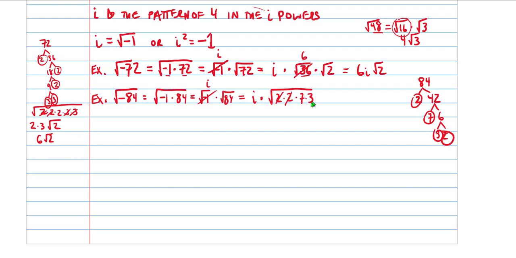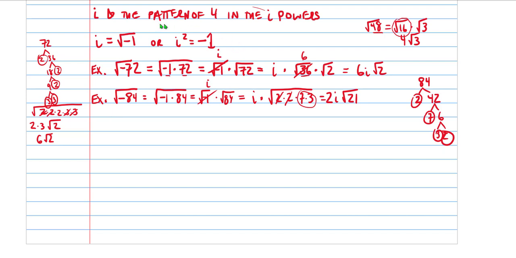So remember, I can take one of those 2s out, and what I end up with is 2i root 21. I can't do anything with that 7 and that 3 inside the square root, so I just leave those two in there. So 2i root 21 is the square root of negative 84 simplified.